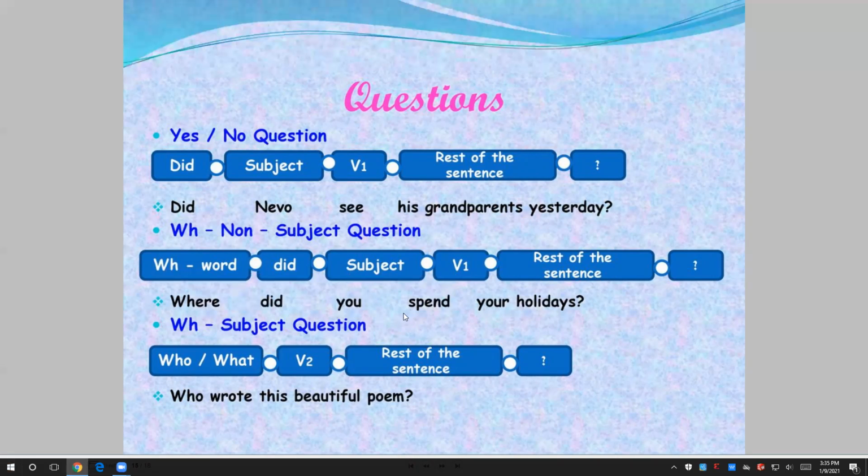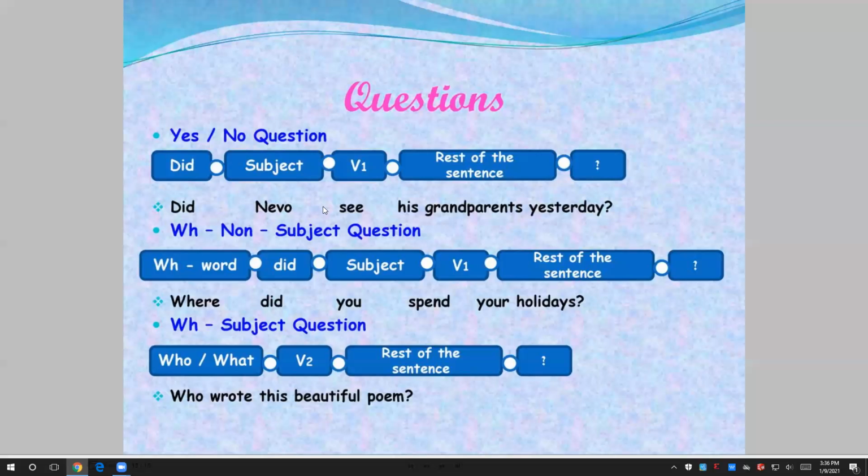Now, this is very important to understand: when you are having negative or questions in past simple tense, please do not use a second form of verb. Most of the students make this mistake that even with did and did not, they use second form of the verb. So please never say, I did not went to bazaar, or did I went to bazaar. Okay, so I did not go to bazaar, did I go to bazaar.